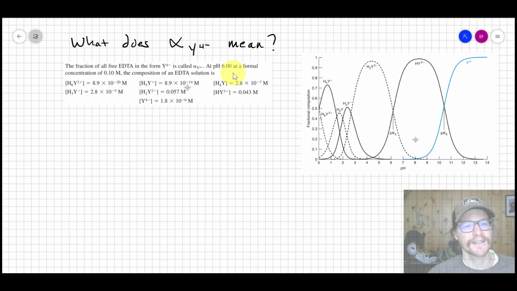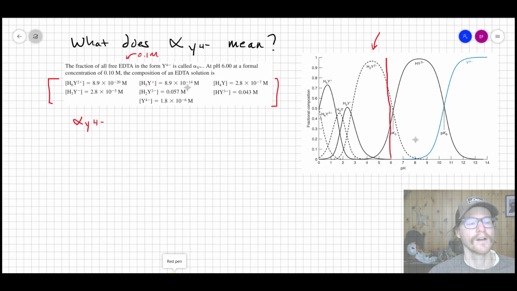So at pH 6, at a formal concentration of 0.1 molar, again, formal concentration means the concentration of all of the EDTA. So 0.1 molar for EDTA, remember that's the sum of all of the different species of EDTA. They're talking pH 6 here, so that's somewhere in this range where this red line is. The composition of an EDTA solution is such. And so they give you all of these species in their relevant concentrations. And the notion would be to compute what the fraction of the Y4- compound is under these conditions.